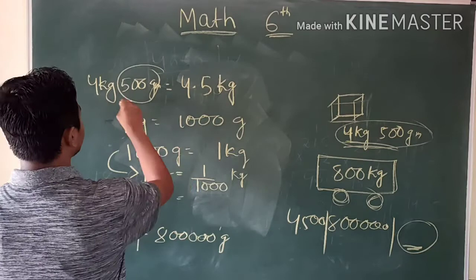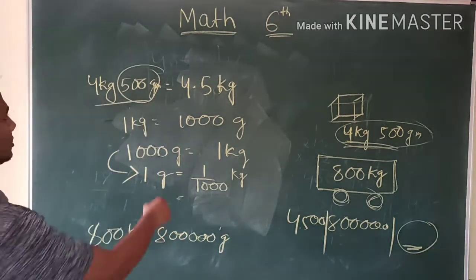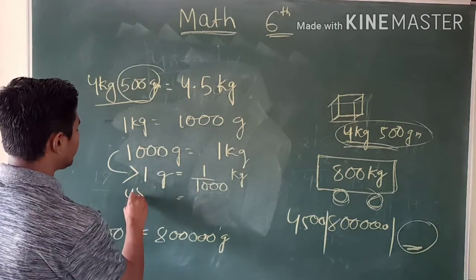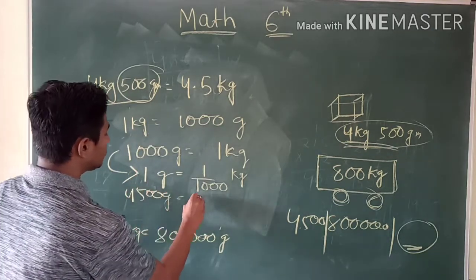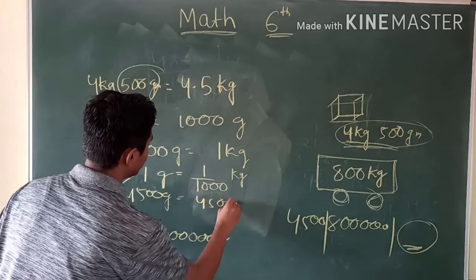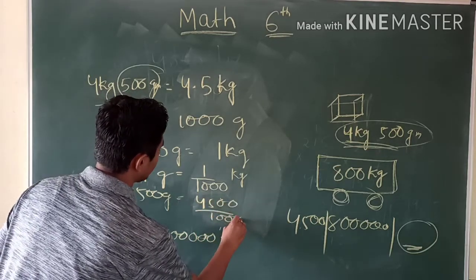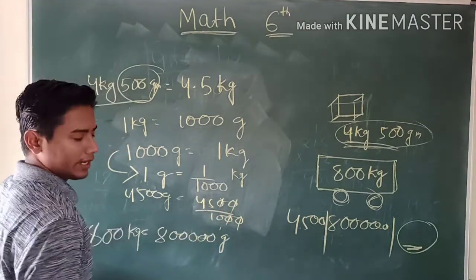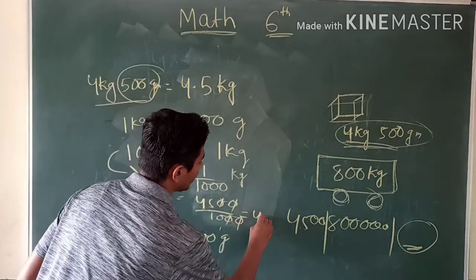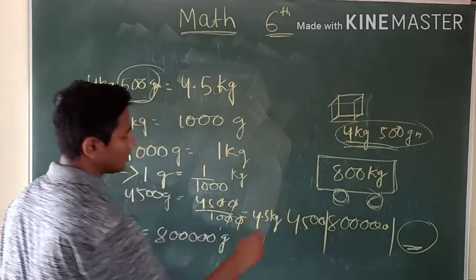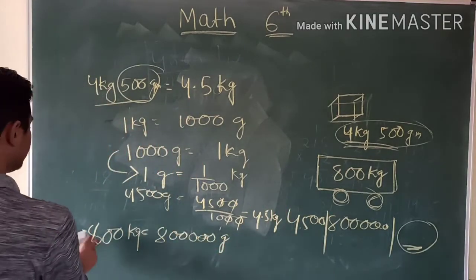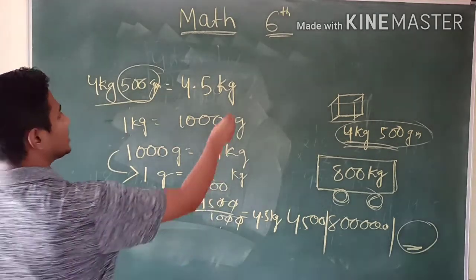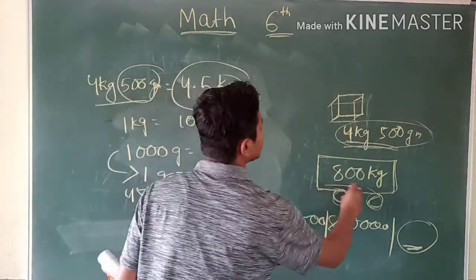Now 4 kg 500 gram, that means 4500 gram equal to 4500 by 1000, that means cut the zeros, 45 by 10. Now you convert to decimal, 4.5 kg. So this way you can convert to kg, 4.5 kg. Now this is in kg and here already this is given in kg.